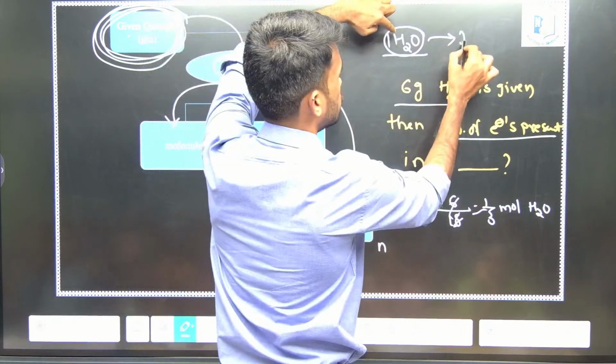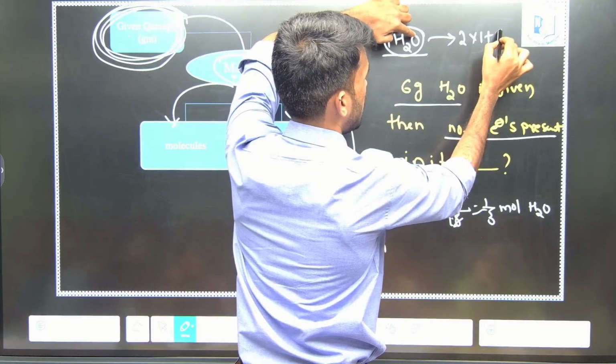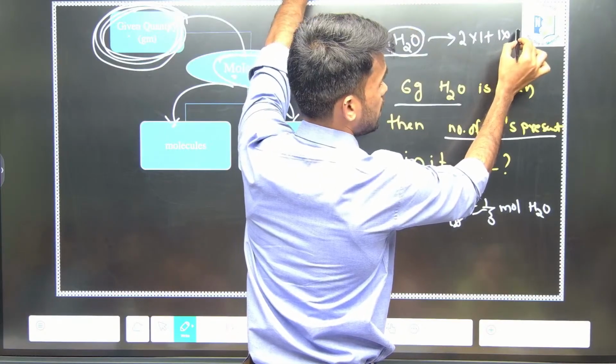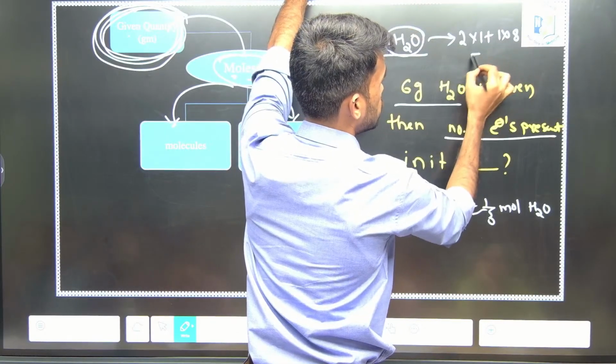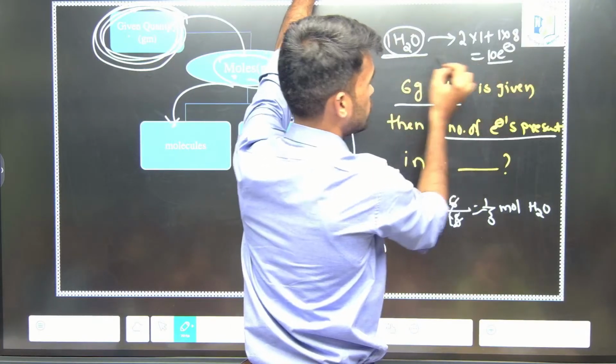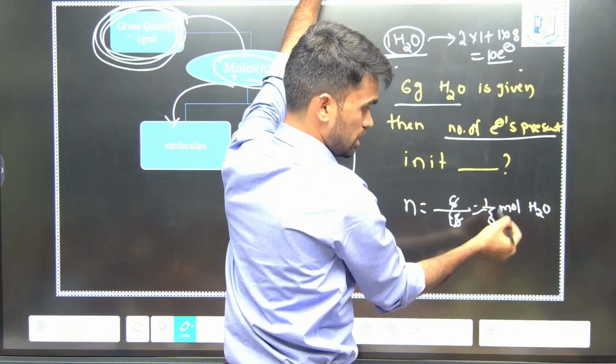So 2 into 1, plus oxygen atoms, how many are there? 1 oxygen is there. Its atomic number is 8, so 8 electrons will be there. So in total we have 10 electrons. So in one molecule 10. In 1 mole, 10 moles of electrons. In this many moles, that mole into 10.